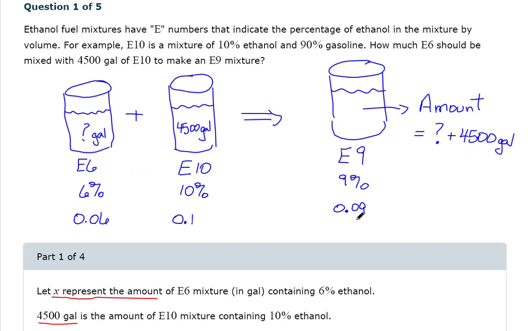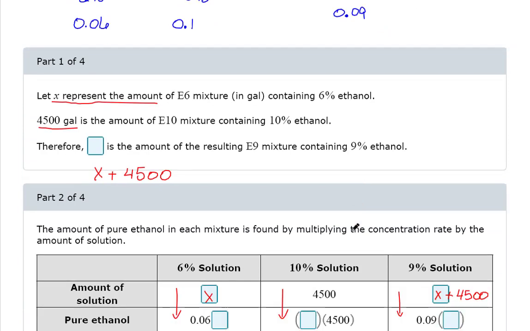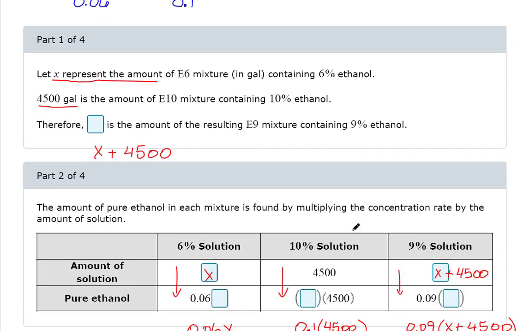Concentrations, which I write as a decimal, so 6%. 6 divided by 100 is 0.06. 10 divided by 100, 0.1. And 9 divided by 100 to give me 0.09. Alright, so let's see. What do we do? First off, I'm going to let x represent the amount I need of the 6%. We know the second one is 4,500 gallons, and the final amount is just the sum of those two amounts.